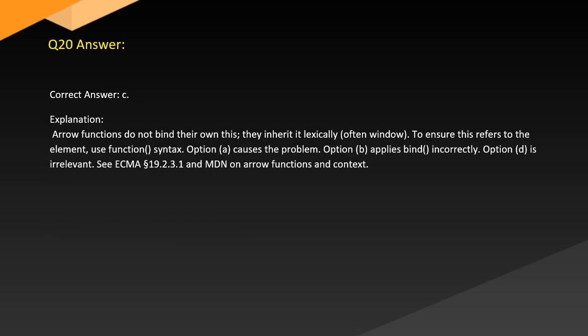Answer. Correct answer: C. Explanation: Arrow functions do not bind their own this. They inherit it lexically, often window. To ensure this refers to the element, use function syntax. Option A causes the problem. Option B applies bind incorrectly. Option D is irrelevant. See ECMA-262 section 9.2.3.1 and MDN on arrow functions and context.